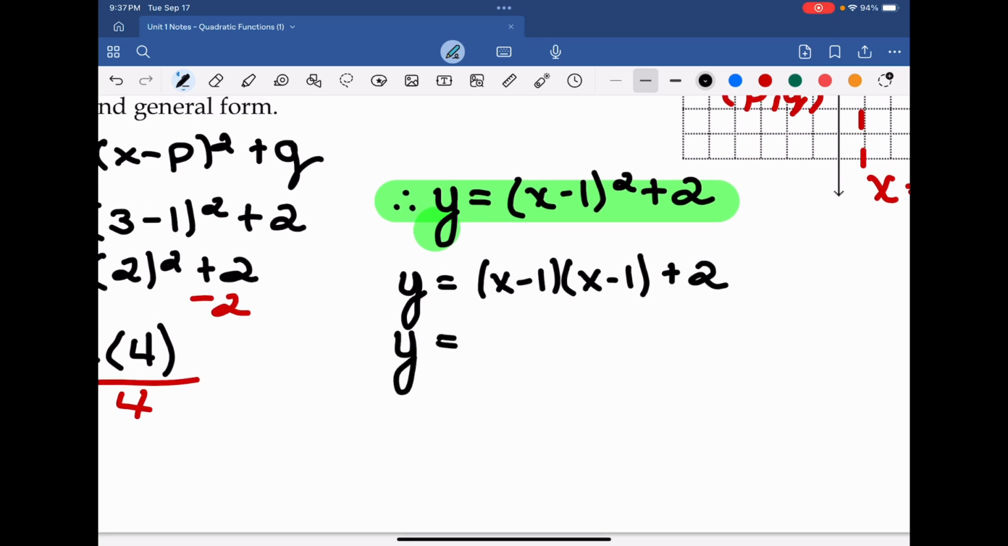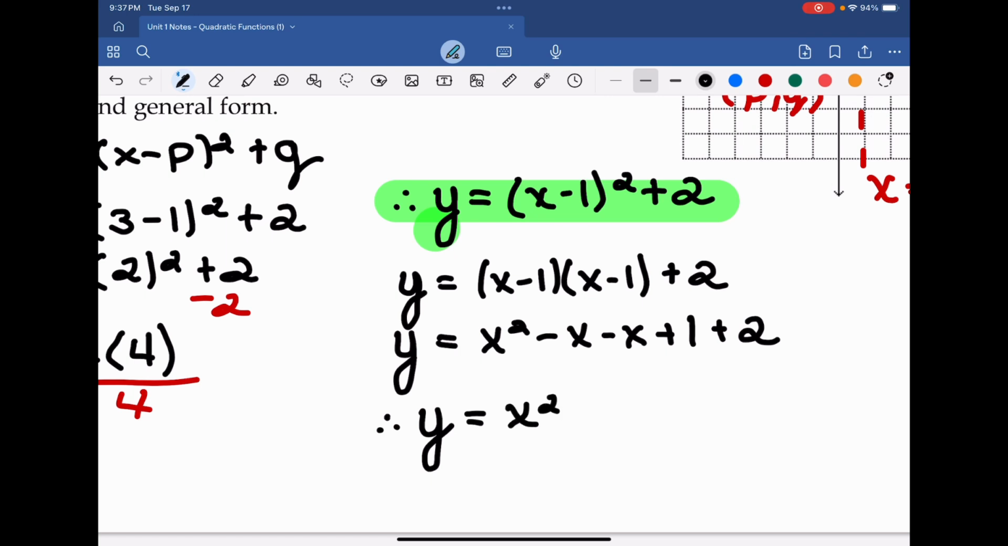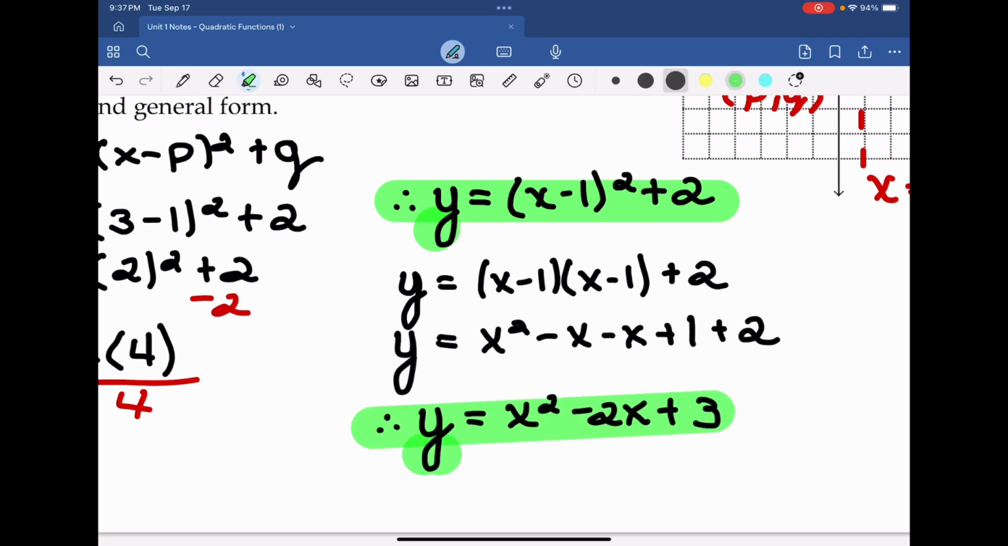When I expand this, it's going to give me x squared minus 1x minus 1x plus 1, plus 2 on the outside. Now we want to combine our like terms and write this as general form is equal to x squared. We have 2 negative x's. 1 plus 2 is equal to positive 3. And there we go. There is our function in general form.